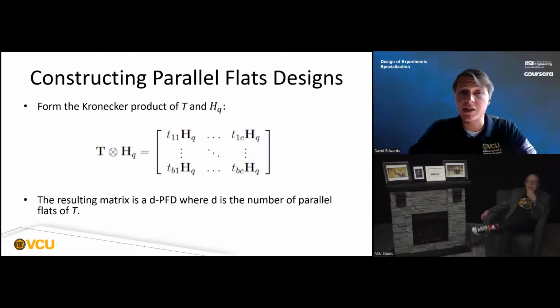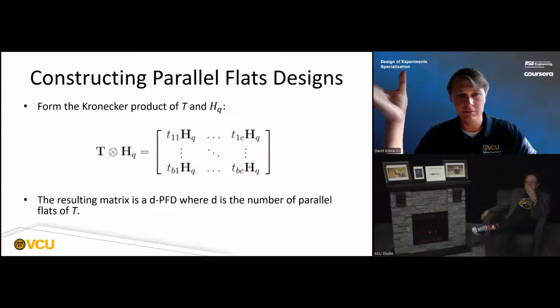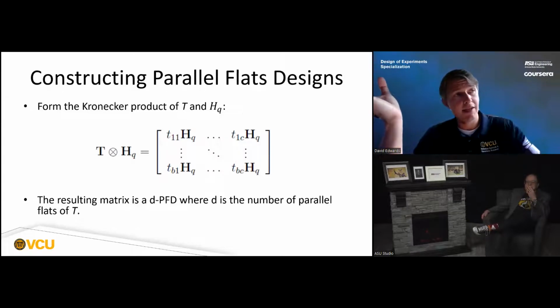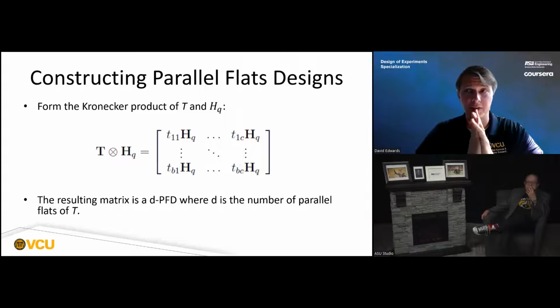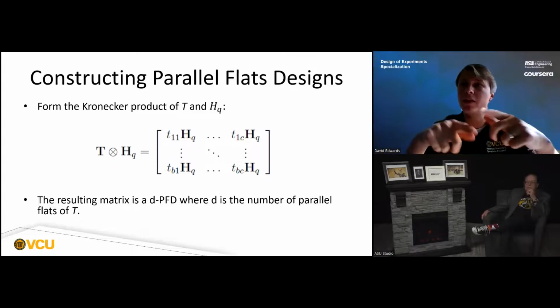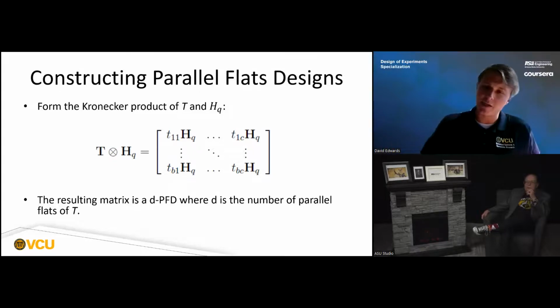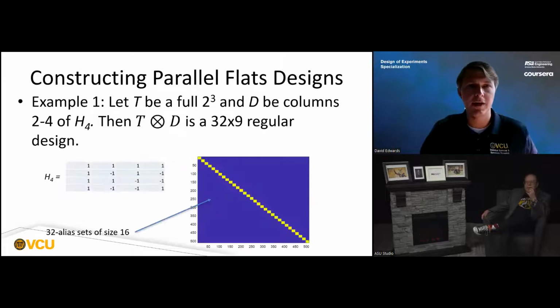The resulting design is going to be a parallel flats design with D flats, where D is the number of flats that T has. Right? So if you just start with some matrix T that has D parallel flats and take the Kronecker product of it with an order Q Hadamard matrix, you've got yourself a parallel flats design. So I'll give you some examples here to make this clearer, I hope. But the reason why this construction is useful is because it guarantees that block diagonal structure for the non-regular design.